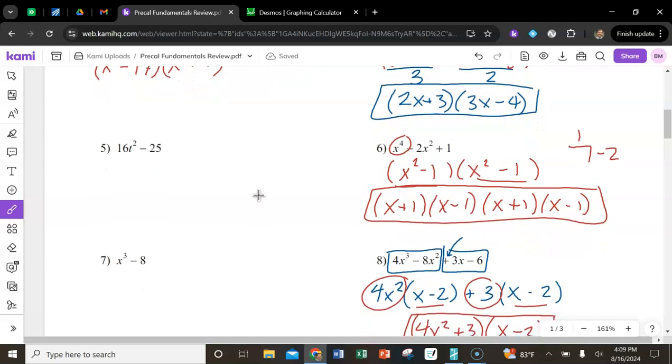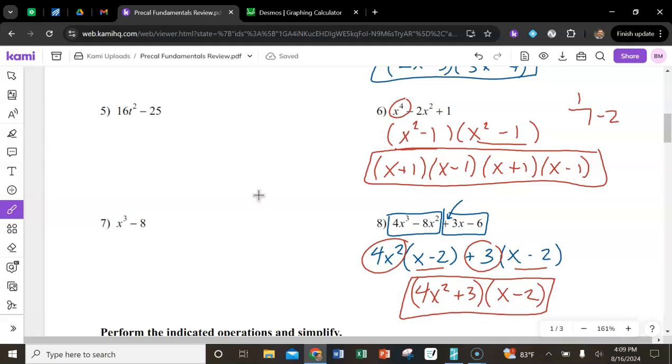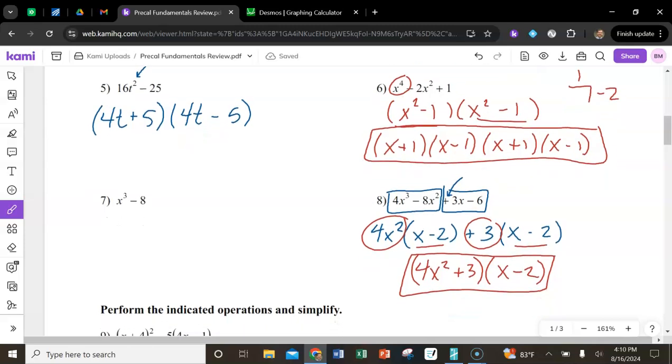If you have 2 terms and there's no GCF to factor out, it is one of 2 things. It is either a difference of squares, which, hint, hint, there's a power 2, so I know that that's what I'm dealing with here. Look at your numbers. Should be using t, not x. But look at your numbers. What's the square root of 16? It's 4. What's the square root of 25? It's 5. You do 1 plus and 1 minus. So 4t plus 5, 4t minus 5. And you're done with that one.